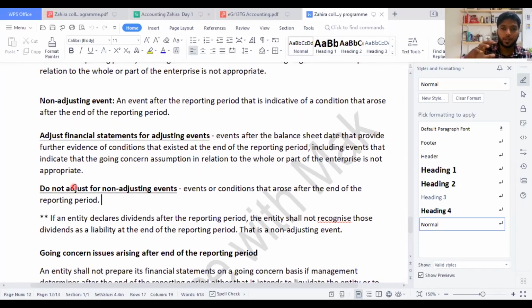So you need to understand one particular thing when it comes to adjusting and non-adjusting events. For an adjusting event, you should be able to make an adjustment in the books of accounts, but for a non-adjusting event, you don't make any adjustment. But if you really want, you can disclose something in future.